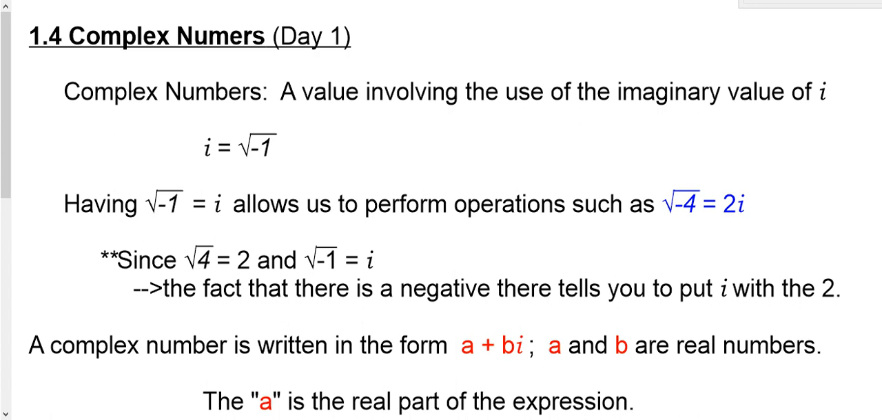Having the square root of -1 equal to i allows us to perform operations such as the square root of -4 being equal to 2i. The reason we can say that it's equal to 2i is because if we break up the square root of -4 into the square root of 4 and the square root of -1, the square root of 4 is 2, and as we just talked about, the square root of -1 is equal to i. And so we have 2 and i to get 2i.